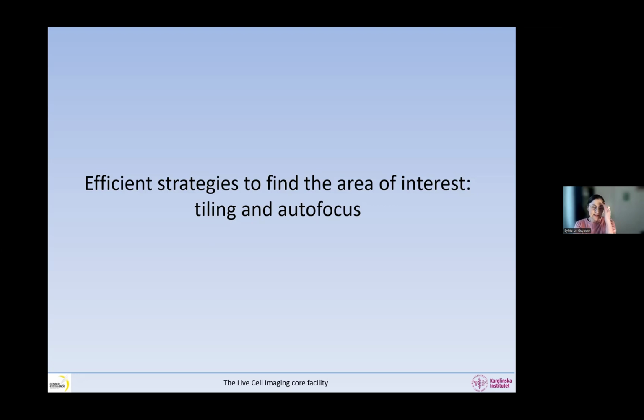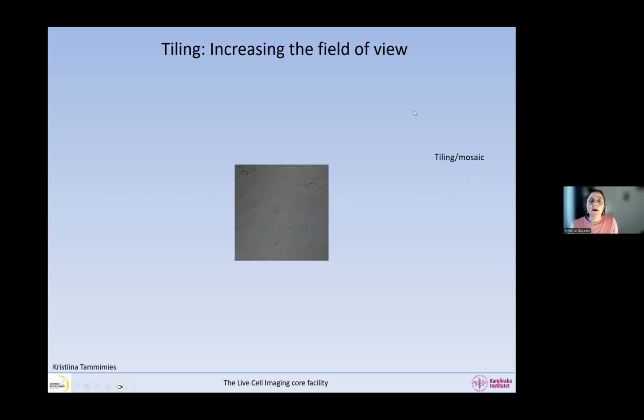Okay, so now I'm going to talk about some efficient strategies to find the area of interest. So that's about tiling and for autofocus, this little lecture. If I manage to move from one slide to another, it will be even better. Here we go. So sometimes we have to choose an objective that has a smaller field of view. And it's very useful to be able to use tiling or mosaic or an overview or something like this.